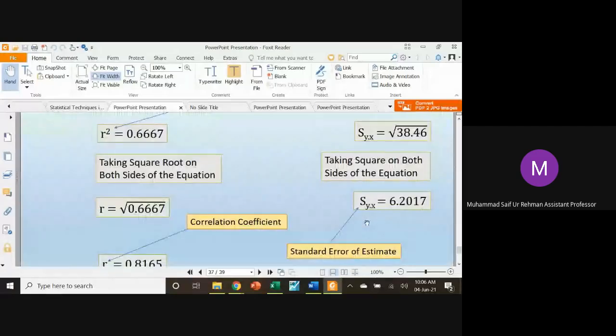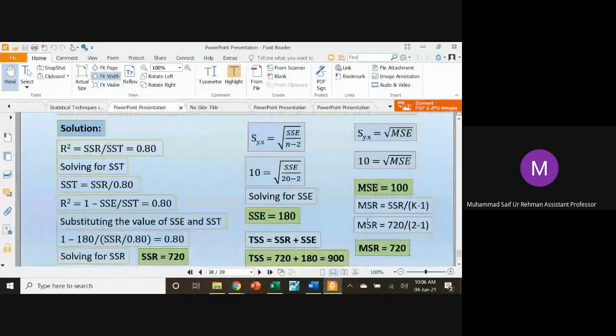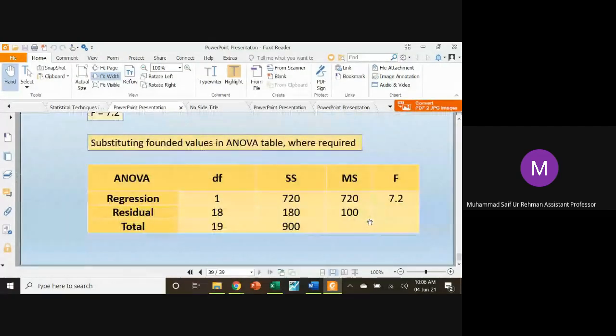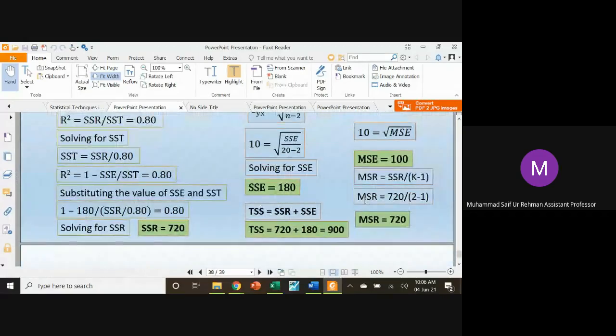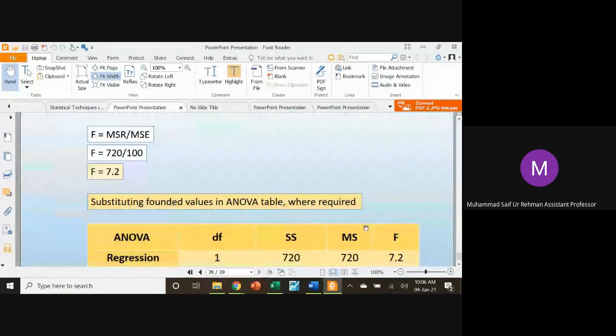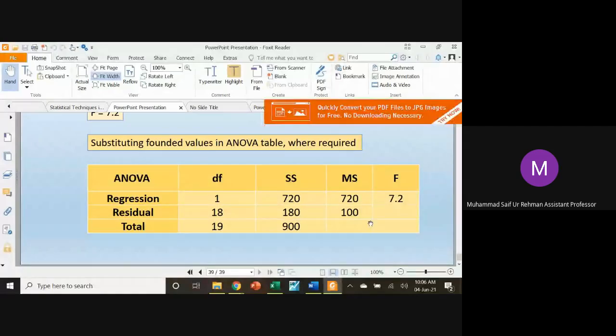I will share this slide with you, but remember that all these things are there in your book, and you are supposed to prepare these things also for the examination. So any other question?